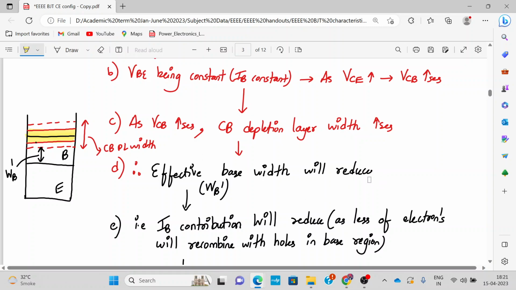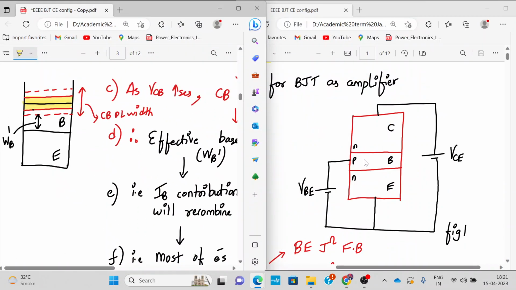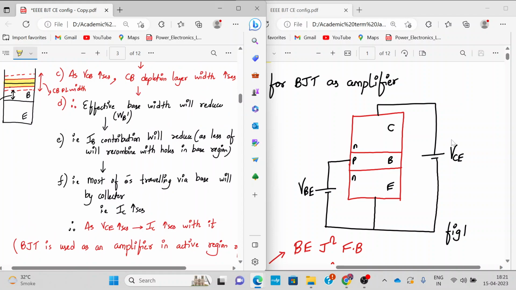If the effective base width is reducing, the IB contribution to the current flow will reduce, as fewer electrons will recombine at the base with the holes in the base region, right? So most of these electrons travelling through the base will be collected by the collector. Since the base width has reduced, only some of them will recombine and most of them will be collected at the collector. That is the reason why, as your VCE is increasing, your IC increases slightly with it.